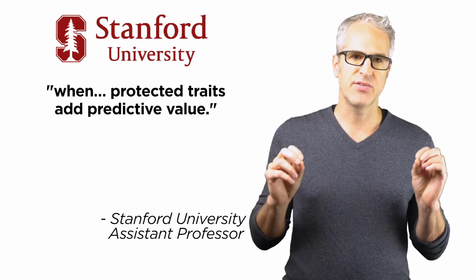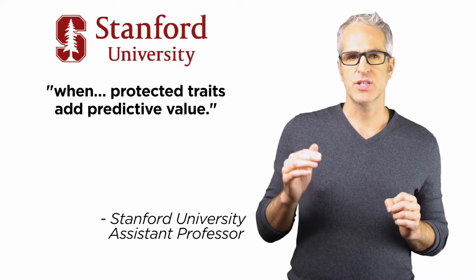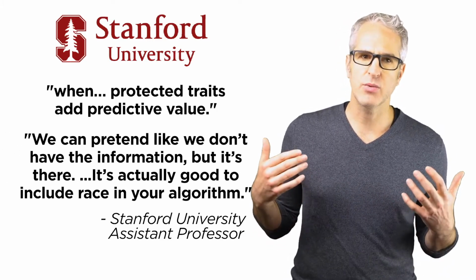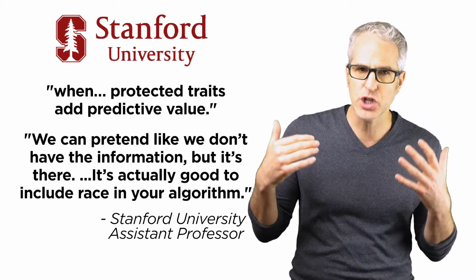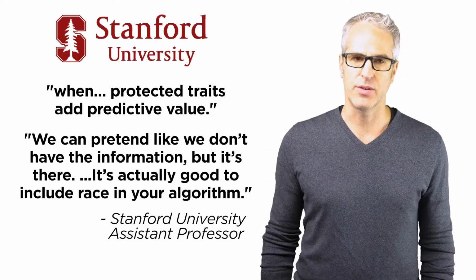I'll mention a couple machine learning professors here without naming them, but if you'd like the names, you can look up my San Francisco Chronicle op-ed on this topic. A 2018 paper co-written by a Stanford University assistant professor who holds 2 appointments in engineering departments as well as the sociology department criticizes the standard that predictive models not be discriminatory. The paper recommends discriminatory decision-making when protected traits add predictive value. In a related lecture, this professor said, quote, "We can pretend like we don't have the information, but it's there. It's actually good to include race in your algorithm."